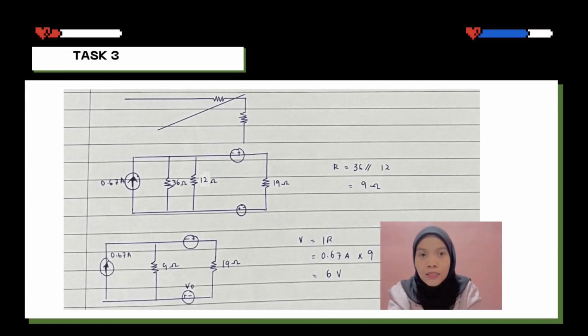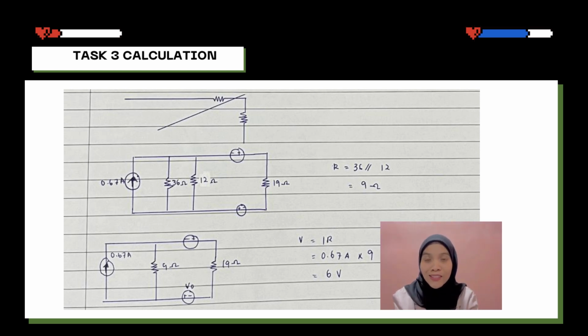More simple than before this. And the calculation is R equal to 36 parallel with 12. We got 9 ohm. As we can see in the circuit, the 36 and 12 are in parallel. So we parallel it and we got 9 ohms.